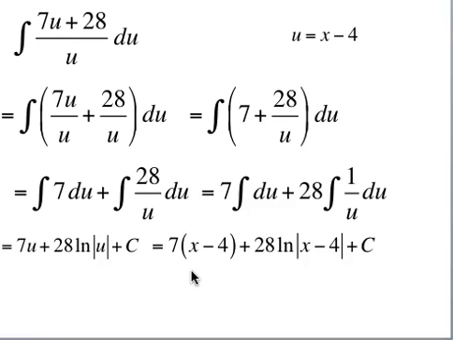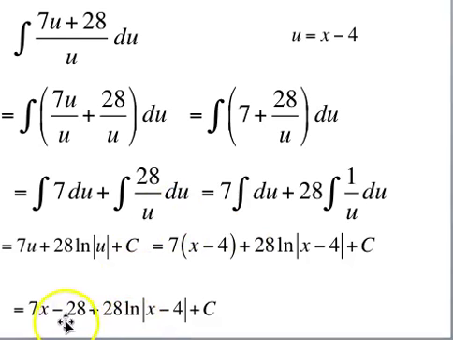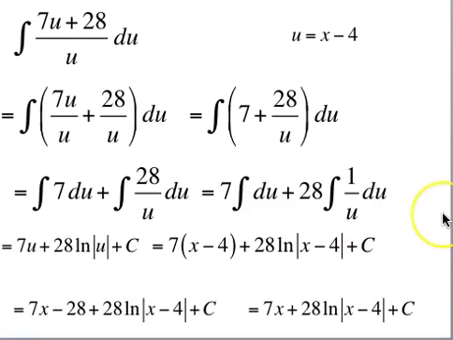Which is a correct answer, but we can actually make it a little bit cleaner. If I distribute the 7, I get 7x minus 28. This answer, again, is correct, but I can make it cleaner, because negative 28 is a constant. Negative 28 plus any arbitrary constant is still any arbitrary constant. So we can think of the negative 28 getting absorbed into c. So a slightly better answer would be 7x plus 28 times the natural log of the absolute value of x minus 4 plus c.